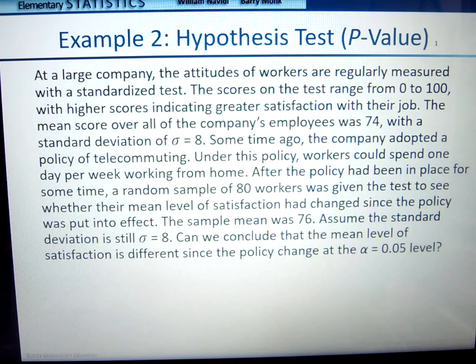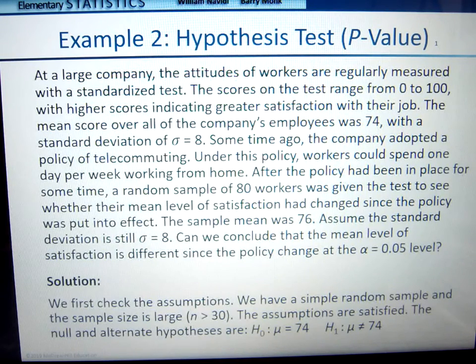Example 2. A large company regularly measures the attitudes of workers with a standardized test. The scores on the test range from 0 to 100, with a higher score indicating greater satisfaction with their job. The mean score over the company's employees was 74, with a standard deviation of 8. Some time ago, the company adopted a policy of telecommunicating. Under this policy, workers could spend 1 day per week working from home.